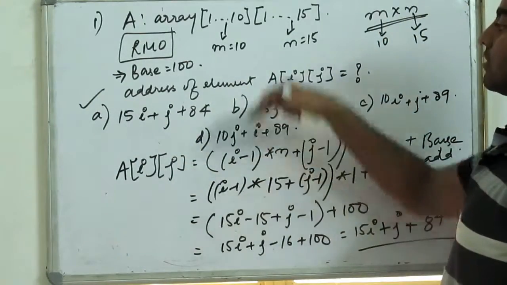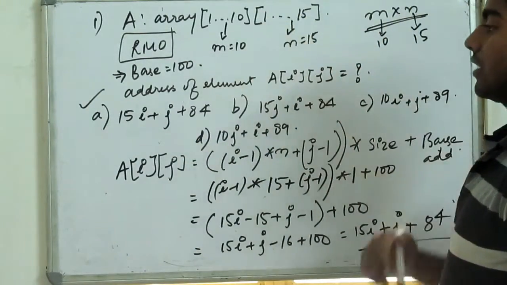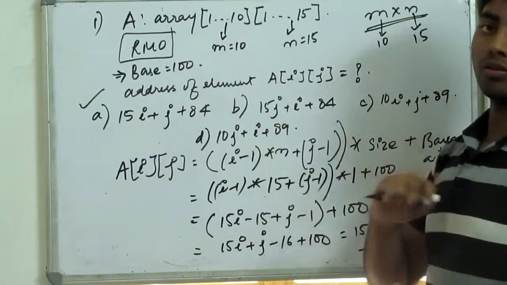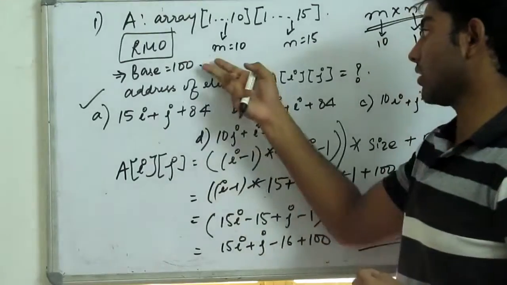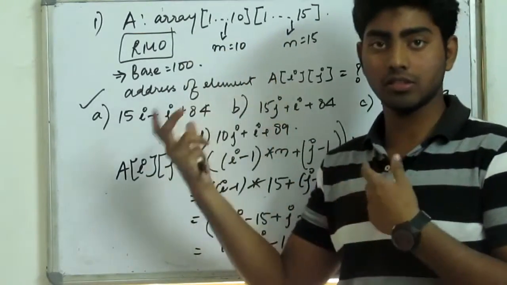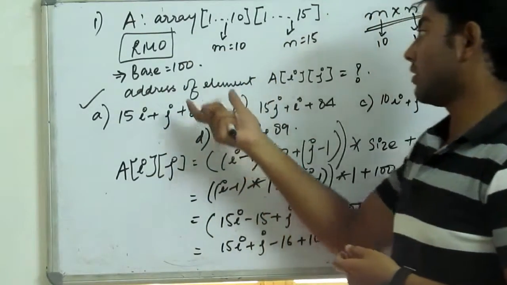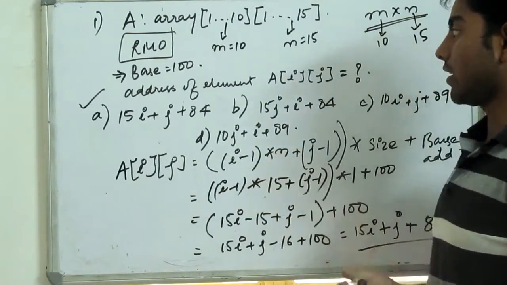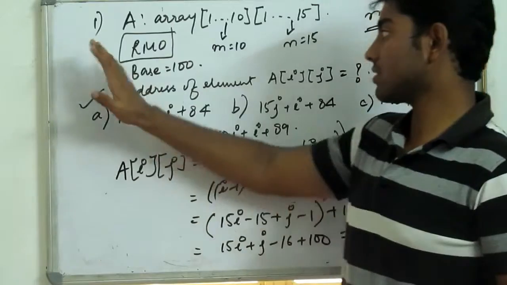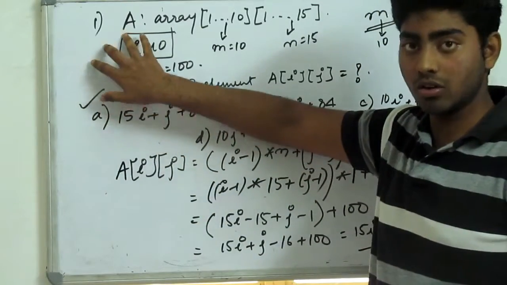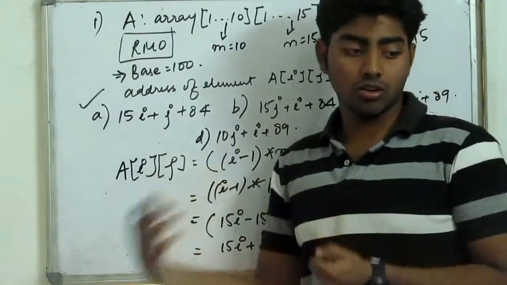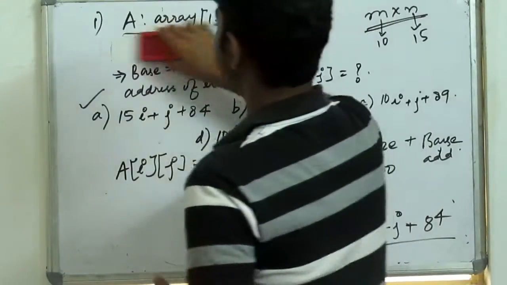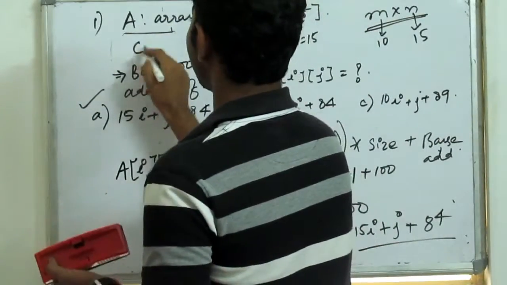In this way we can easily solve this kind of problem: if we are given an array with the number of rows and columns, and we are told whether it is row major or column major, and we are supposed to find the address of an element, then we can easily find it. It is not always mandatory that they will give you row major order. It can even be column major order, so we shall see how column major order works.